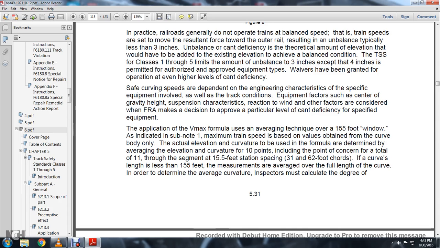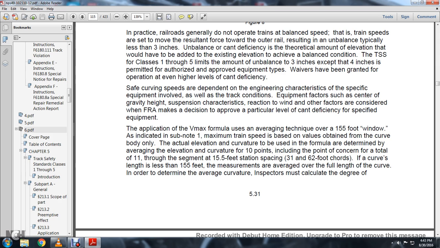As indicated in footnote 1, the maximum train speed is based on values obtained within the body of the curve only. The actual elevation of the curve used in the formula is determined by the average elevation and curvature of 10 points, including the point of concern, for a total of 11, through a segment of 155 feet, with spacing of 15.5 feet. For 31- and 62-foot chords, if the curve is less than 155 feet long, the measurement is averaged over the length of the curve.